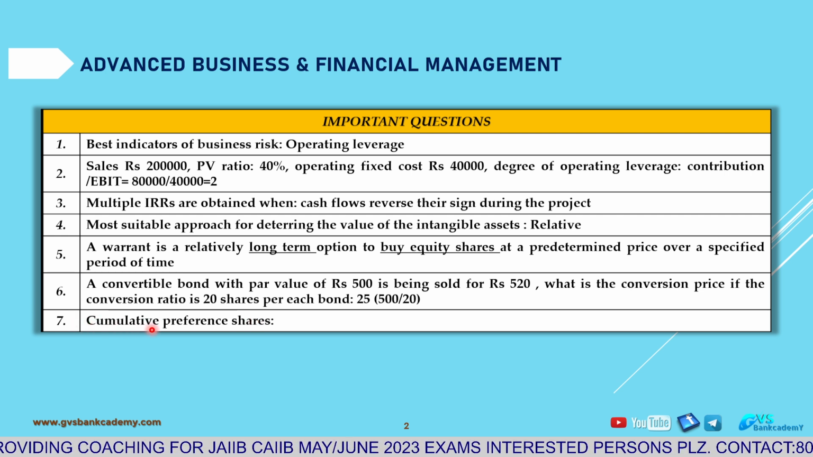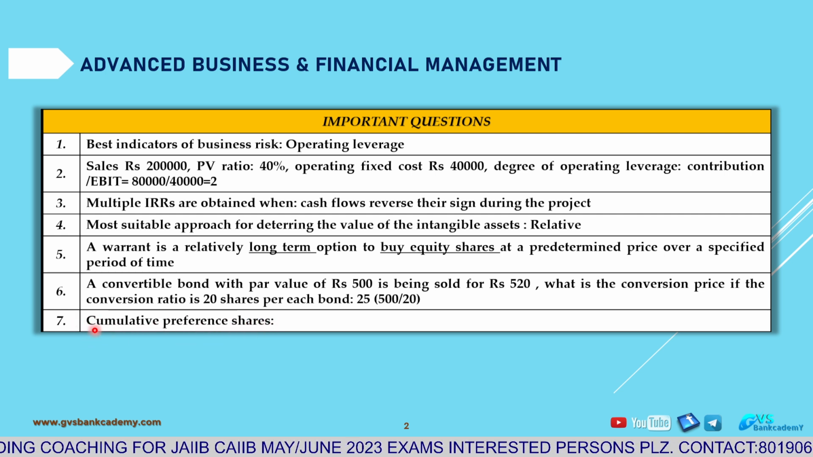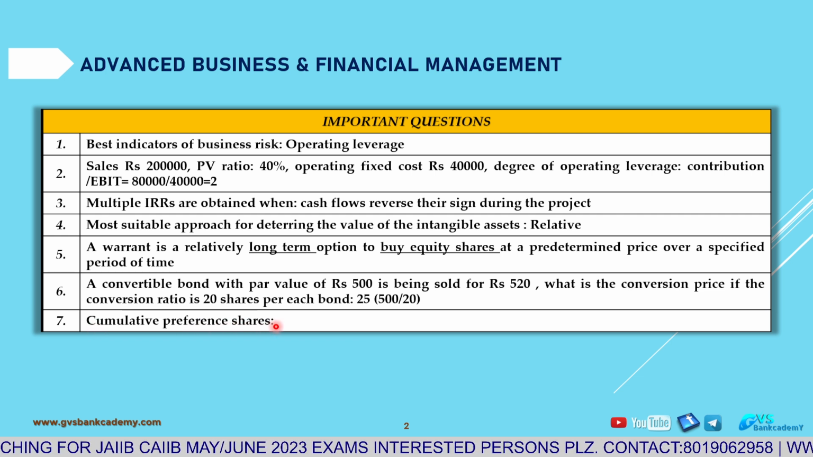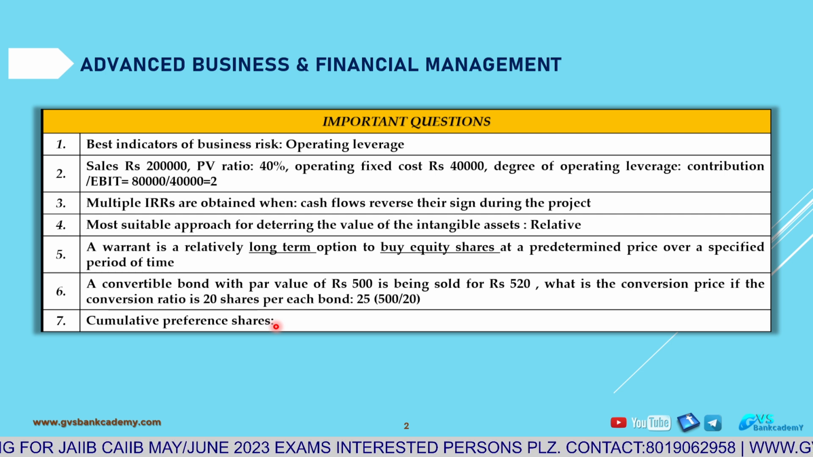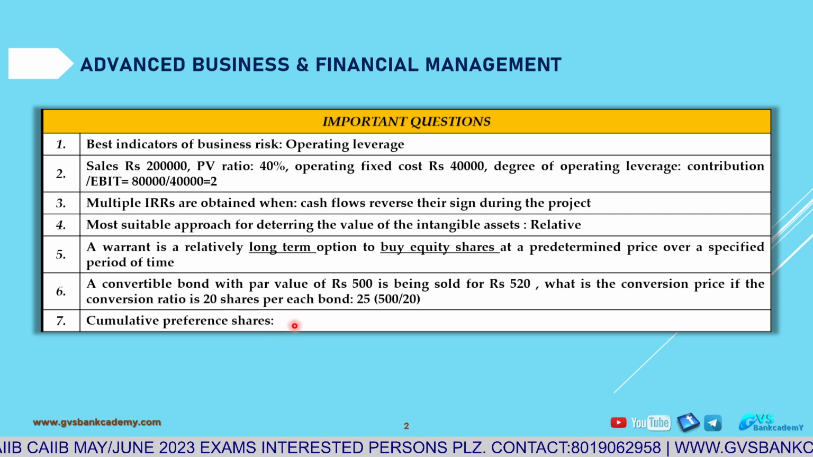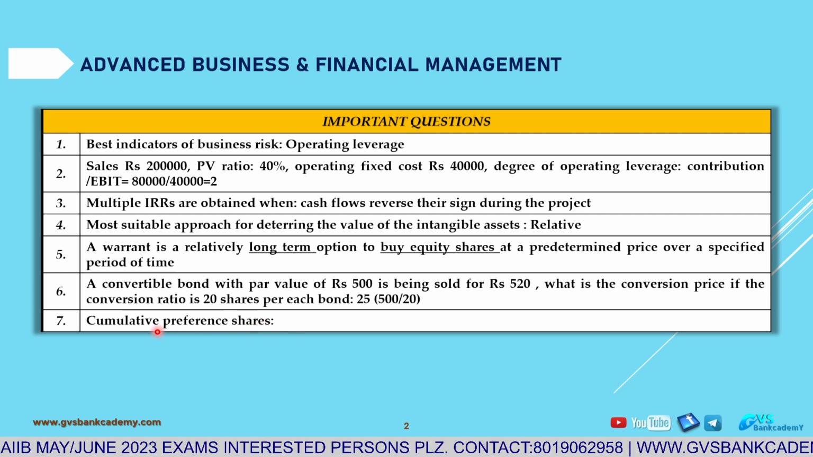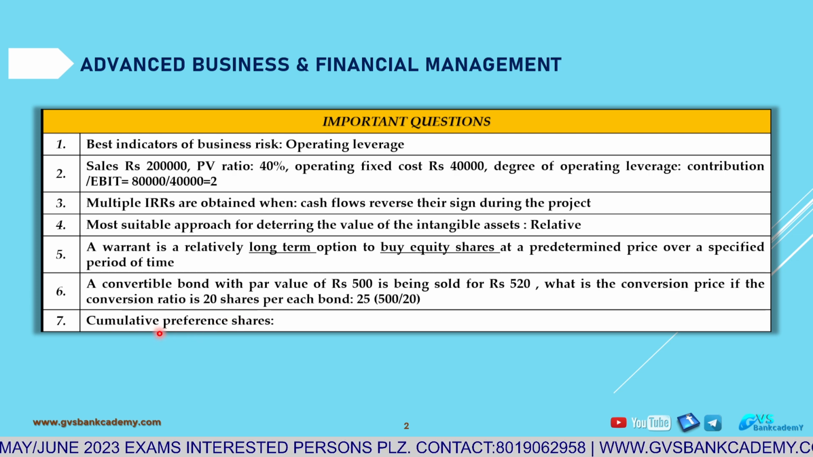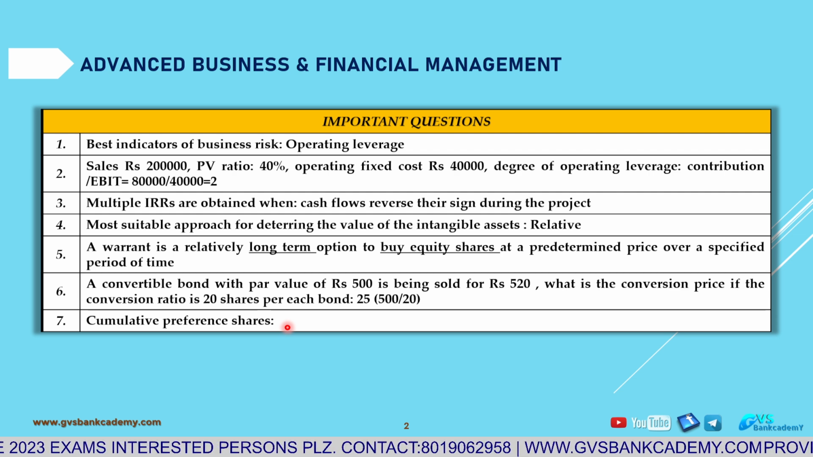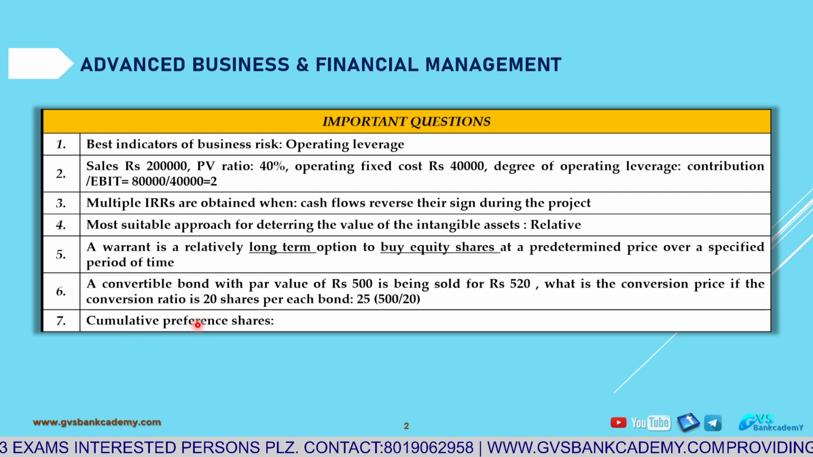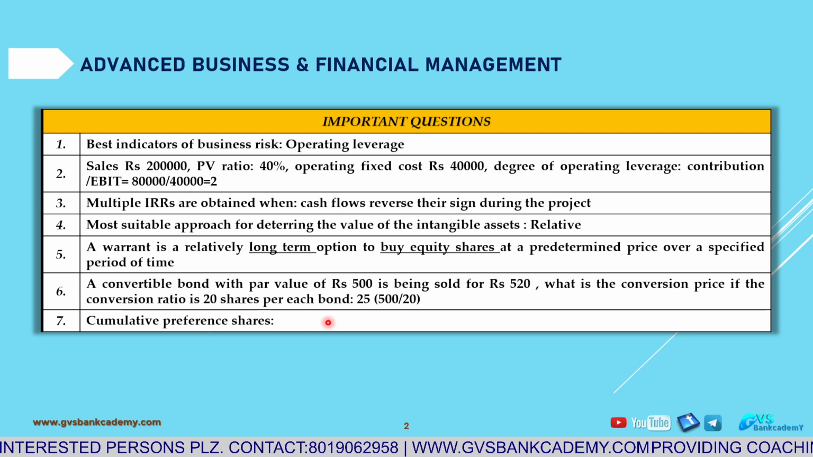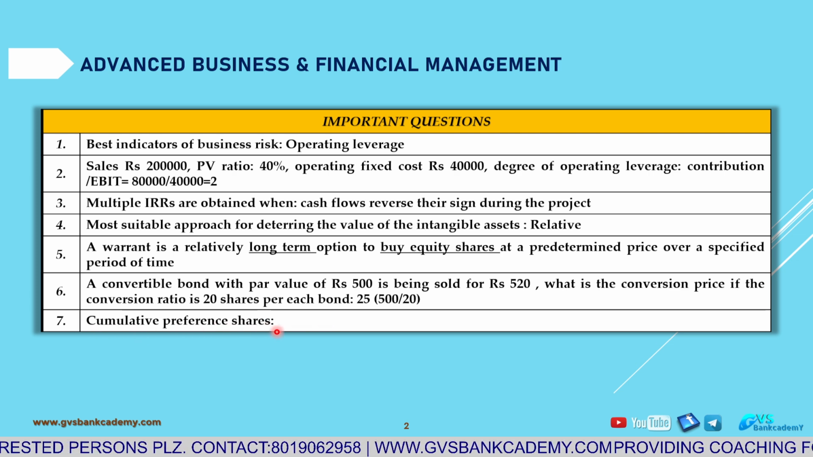Seventh point, cumulative preference shares. There are various types of preference shares. In cumulative preference shares, the preference shareholders in some periods are not getting the preference dividend because of losses in the company. The unpaid preference dividend is going to be cumulative for the next year. That is called cumulative. If any one year's preference dividend was not paid, the dividend is going to be carried forward to the next year. That is called cumulative preference shares.